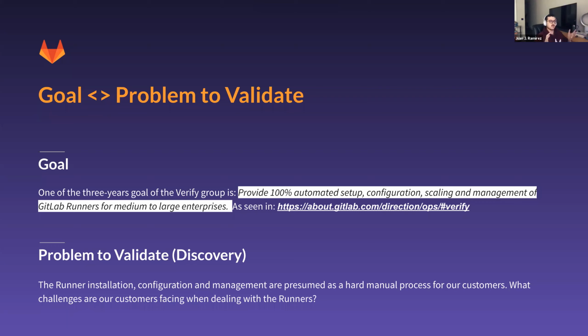And the problem itself that we think that we have is that installing runners and managing runners is a very hard process. So that's kind of the problem.